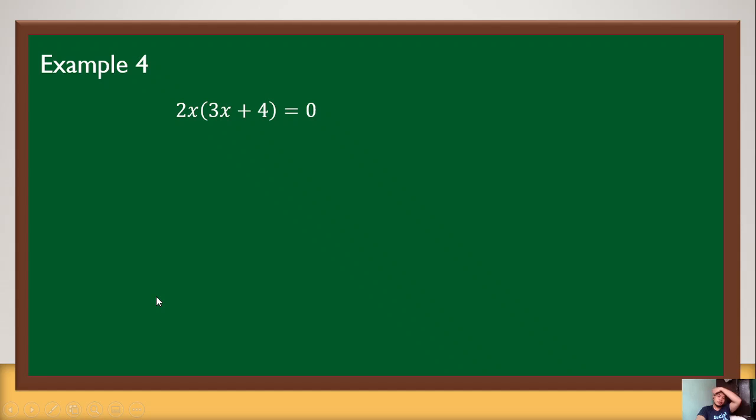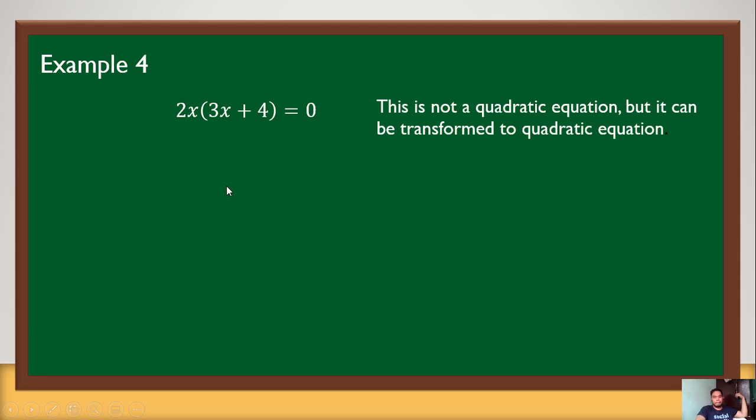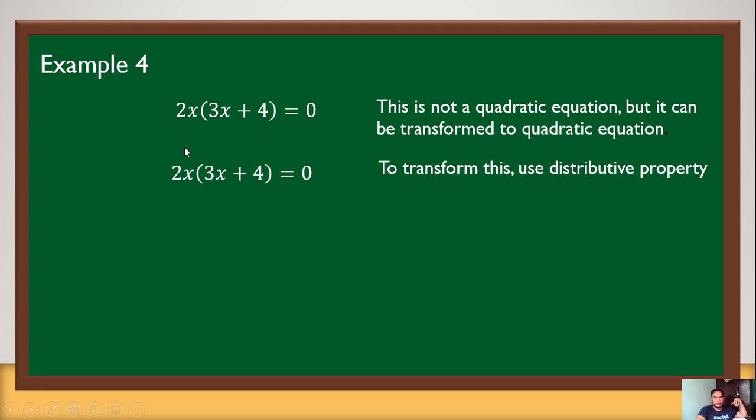Example number 4. Okay, so as you can see, it doesn't look like it is a quadratic equation, but it can be transformed into a quadratic equation. Why does it look like a quadratic? Because you won't see an exponent of 2. But we can transform this into a quadratic by distributing 2x to 3x and positive 4.